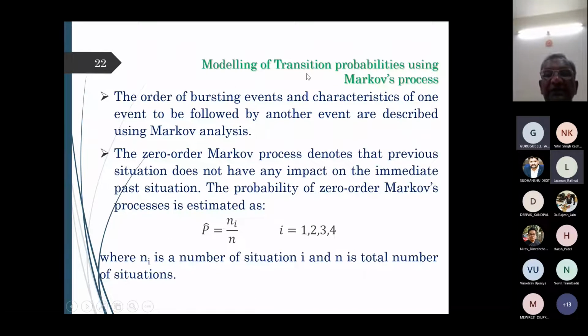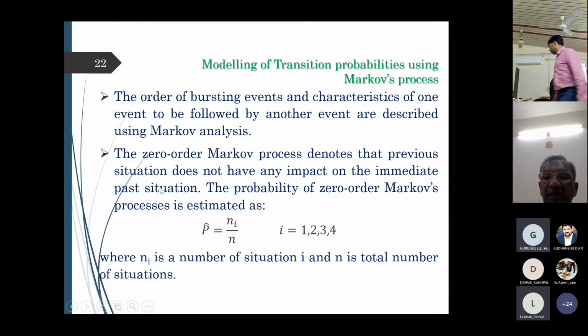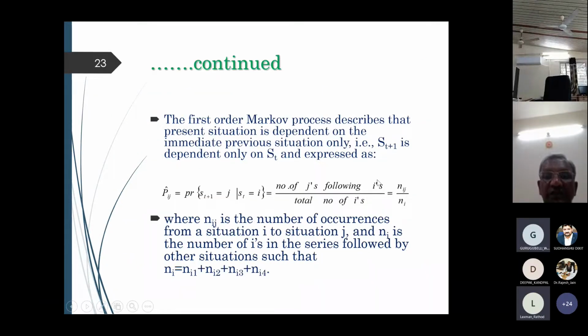Similarly, you have this modeling of transition probability using Markov process. There also we have the zero order Markov process, right? In the zero order Markov process, the previous situation does not have any impact on the immediate situation. The situation at the next time is not dependent on the situation at the current time or the previous time. That is the zero order Markov process.